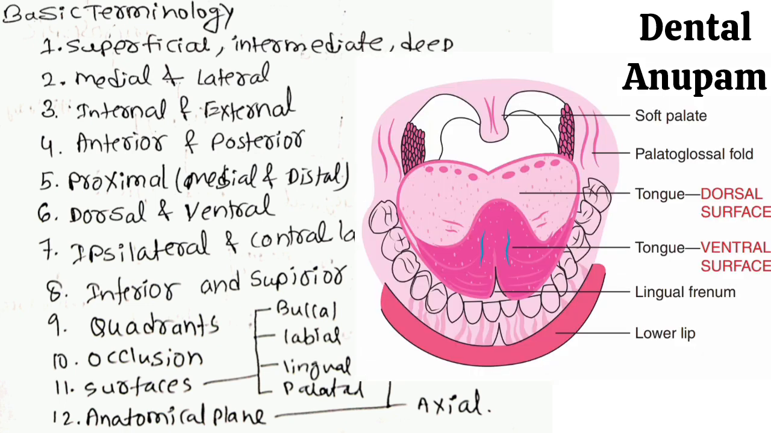Next is dorsal and ventral. Dorsal refers to the surface on the back or upper surface of an organ. It also indicates the surface facing away from the ground. Ventral refers to the surface on the front or lower surface of an organ. It also indicates the surface facing toward the ground.